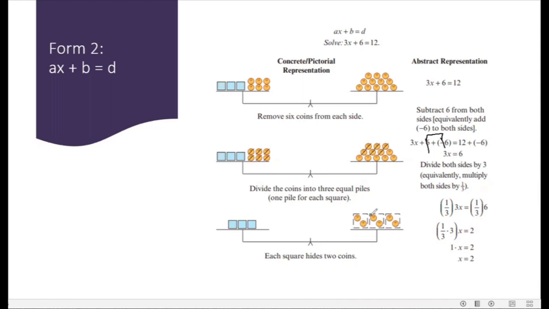Okay? Then in the abstract representation, what happens now is divide both sides by 3, equivalently multiply both sides by 1/3. So the left and right, 3x equals 6, are multiplied by 1/3. So 1/3 times 3, that is the multiplicative inverse, becomes just 1. Then 1/3 times 6, 1/3 of 6, is positive 2. So 1 times x, identity, then x equals 2. Okay?